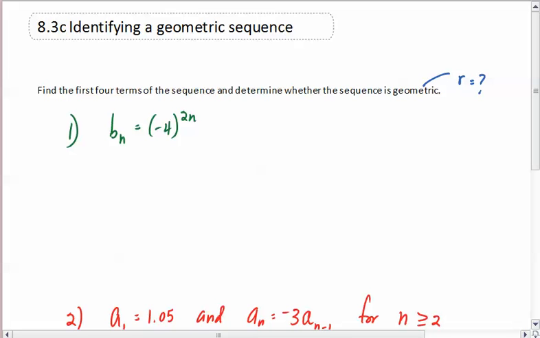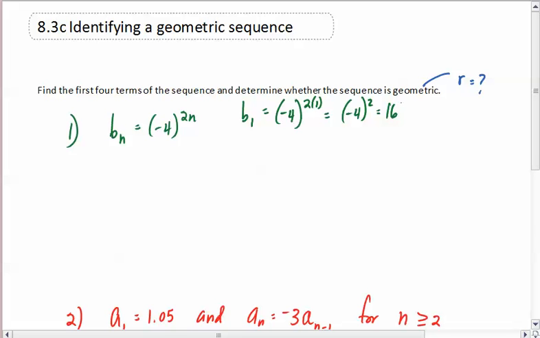You might be looking at this going, why in the world is that b sub n? Well, b sub n is the same as a sub n. You can use different variables for the particular term, so they're just mixing it up a little. So b sub 1, let's find that first one. First term: negative 4 to the 2 times 1, which is negative 4 squared, which is 16.